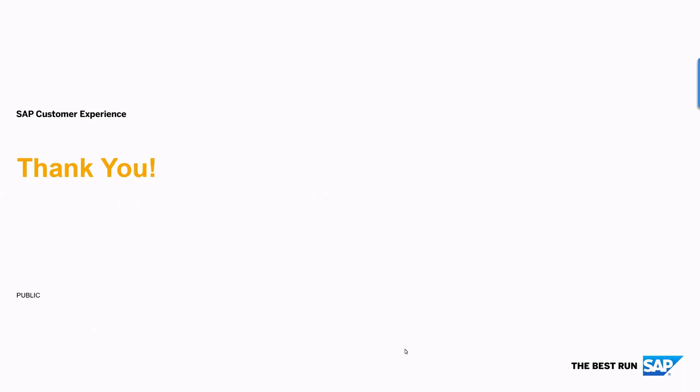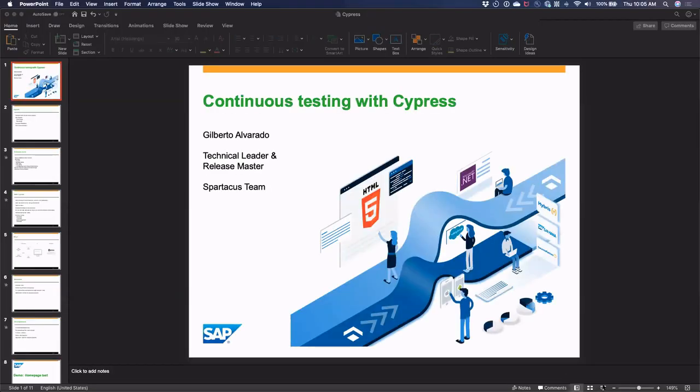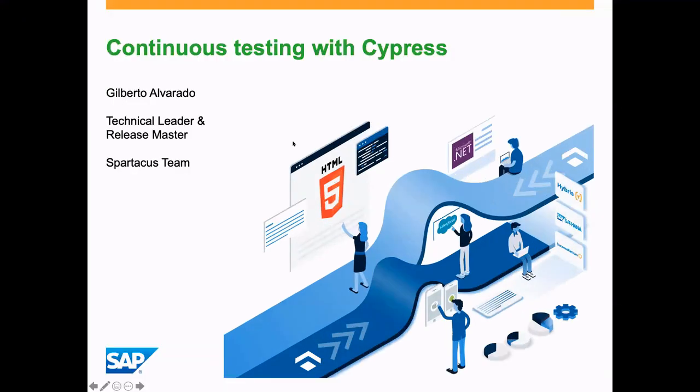I'm going to talk a little about Cypress. I'm trying to share my screen. All right. So the name of the session is Continuous Testing with Cypress. There's my contact information. My name is Gilberto Alvarado. I am the technical leader and release master for the Spartacus team.